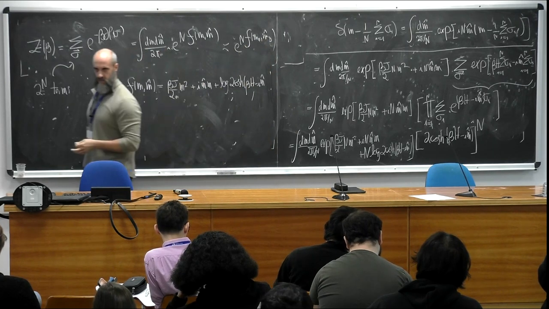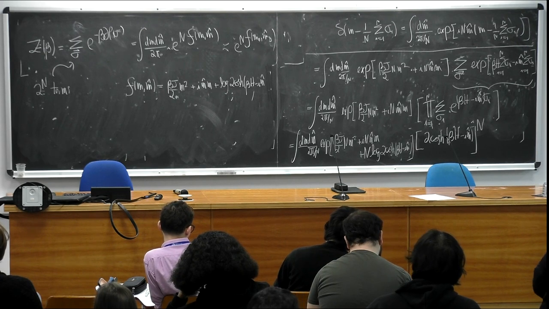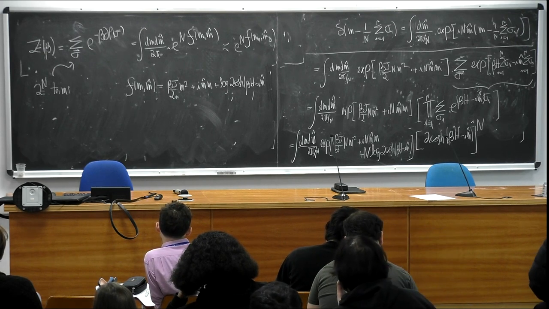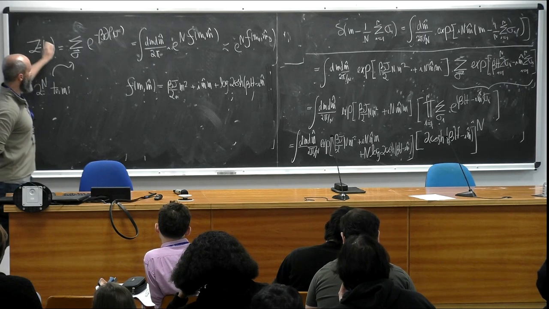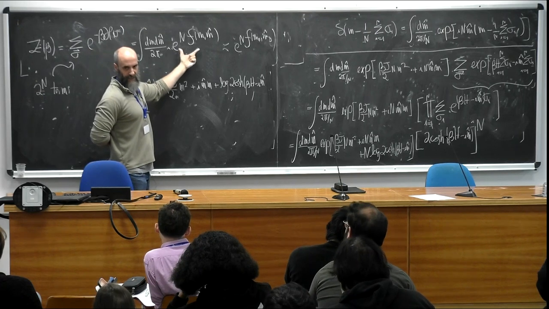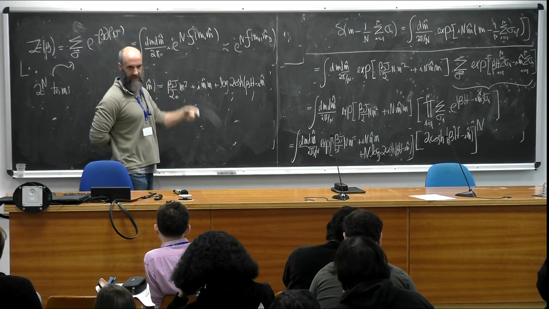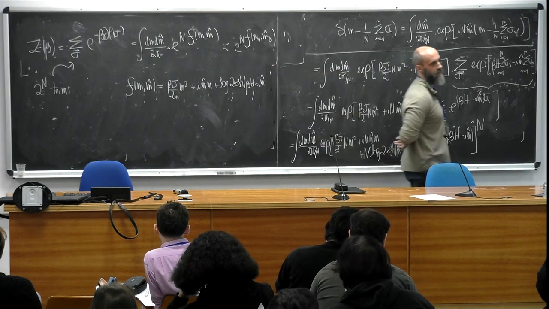That's why we do what we do. All these manipulations that we do in the derivation, where we start with complicated things, are to try to achieve that we can write the partition function as an integral of a few objects with an exponential that has something that grows with the system size. Very good. Questions?